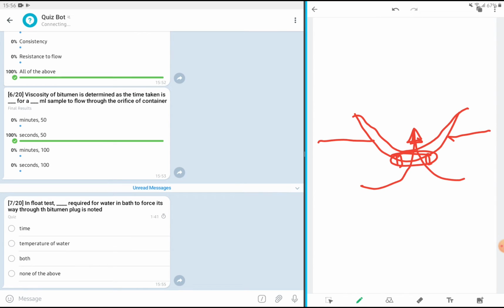Okay, if the bitumen is strong, if it is adhering with the brass collar perfectly, then more time will be taken by the water to force its entry through that hole, through that brass collar, in order to enter this aluminum float. Okay, what are we noting down? We are noting down time. The answer is time.